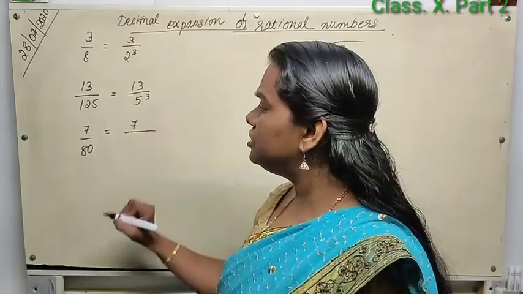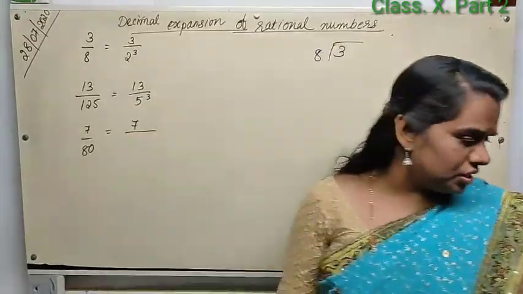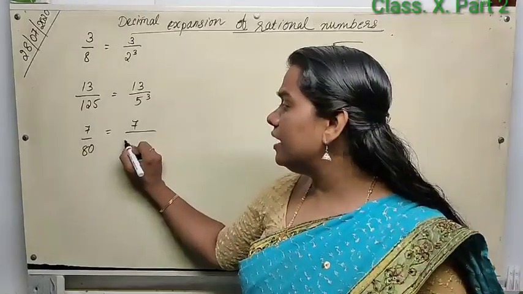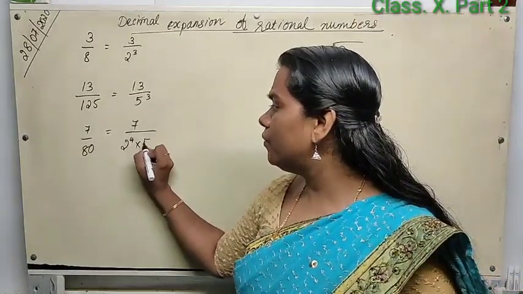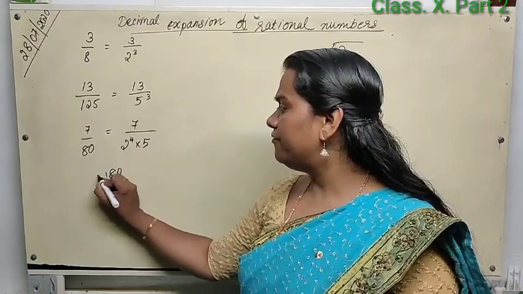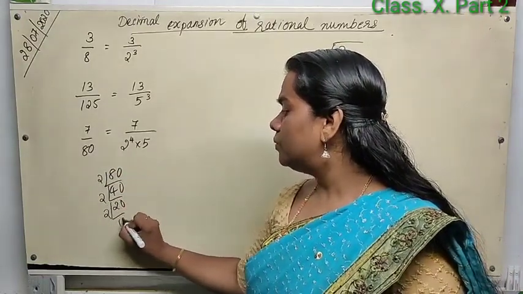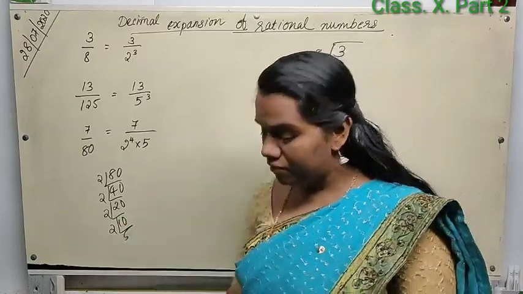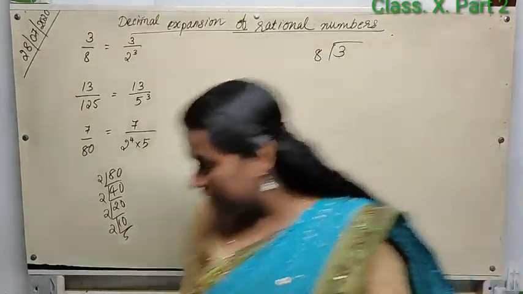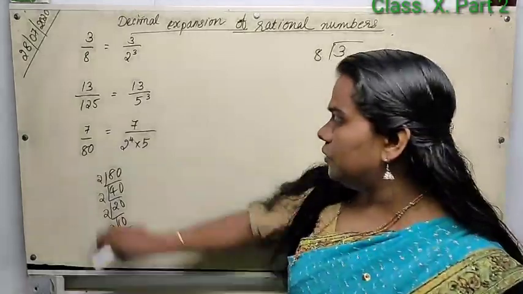Next, 7 by 80. On prime factorization, 80 gives 2 raised to 4 into 5.